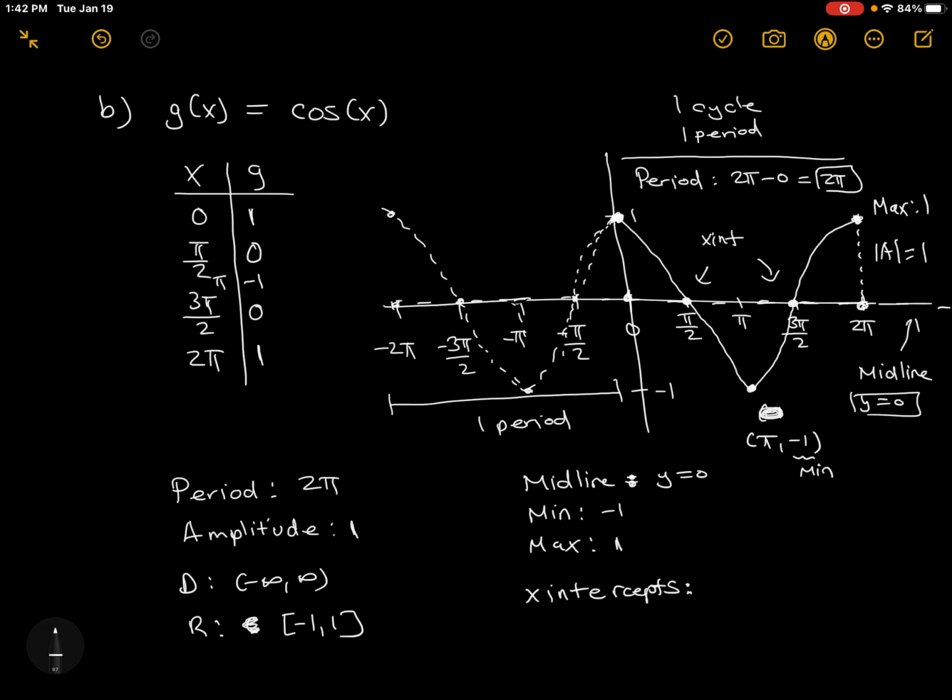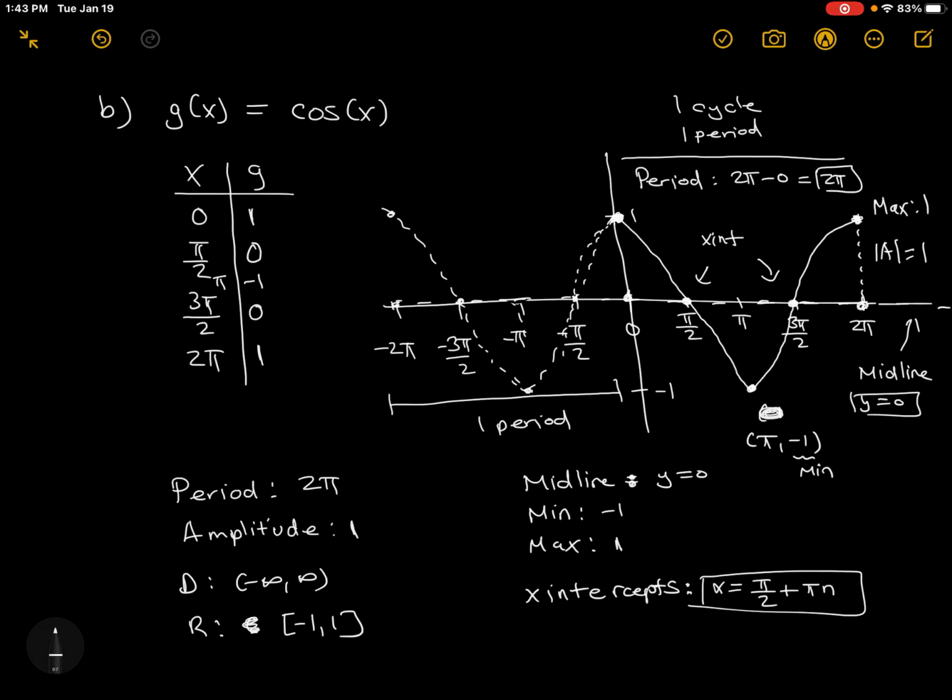So what you want to do to write the x-intercept is x is equal to pi over 2. And then what's the distance between 3 pi over 2 minus pi over 2? Well, the distance between 3 pi over 2 and pi over 2, right, is 3 pi over 2 minus pi over 2, which is 2 pi over 2, which is just pi. So x is equal to pi over 2 plus pi n, okay, where n is an integer.